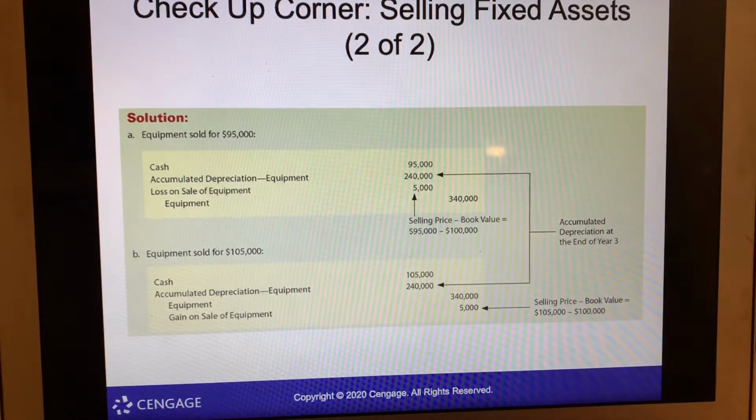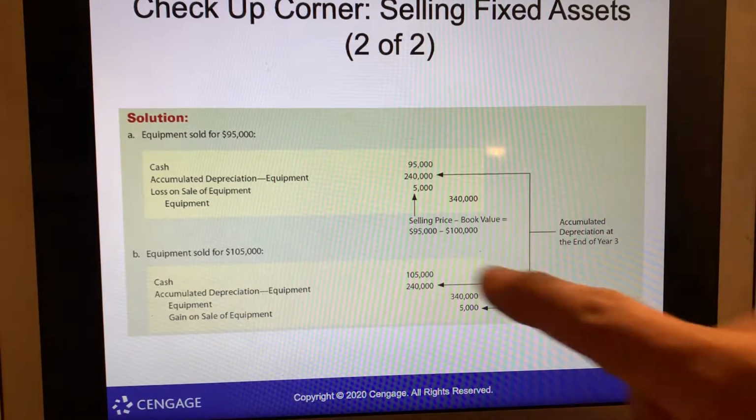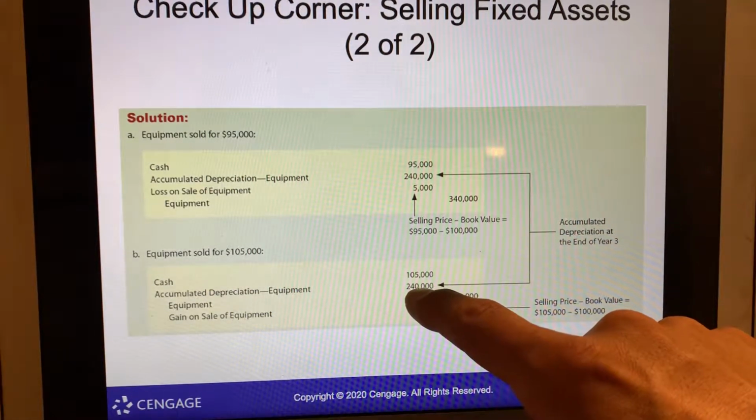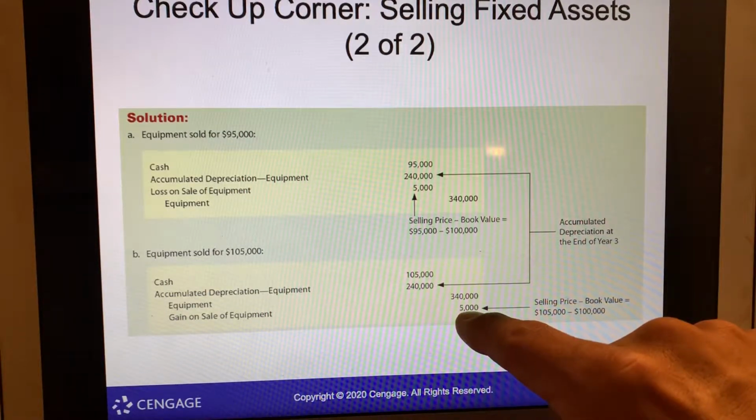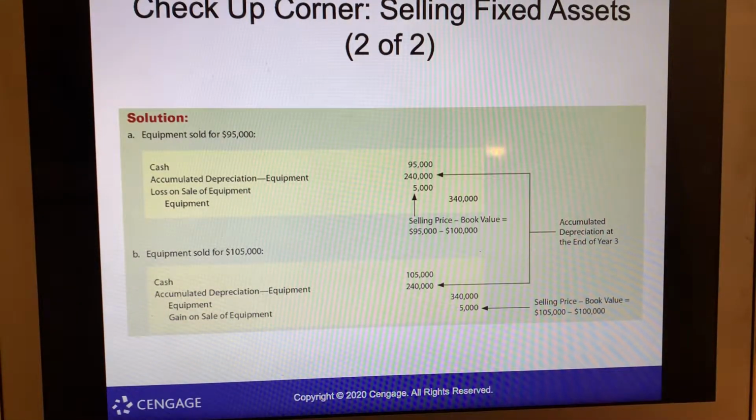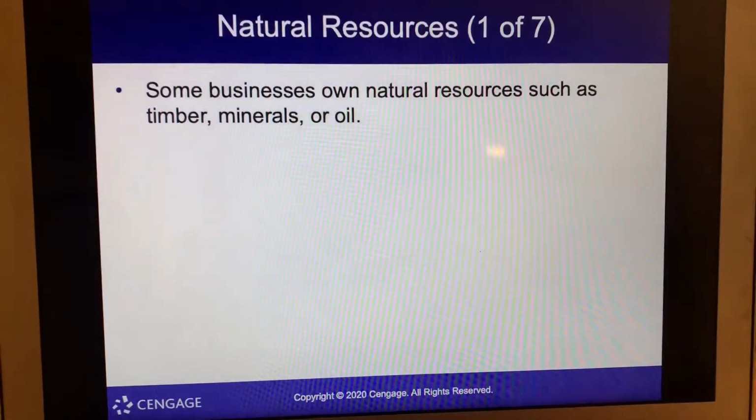Now we sold it for 105,000, so now we have cash of 105 into our account. Our accumulated depreciation is pulled off, accumulated depreciation of the equipment of 240. Our equipment was 340,000 to begin with, so we're pulling that off as well. So now we recognize a gain there, and that's 105 minus 100,000. So that's how we got the gain.